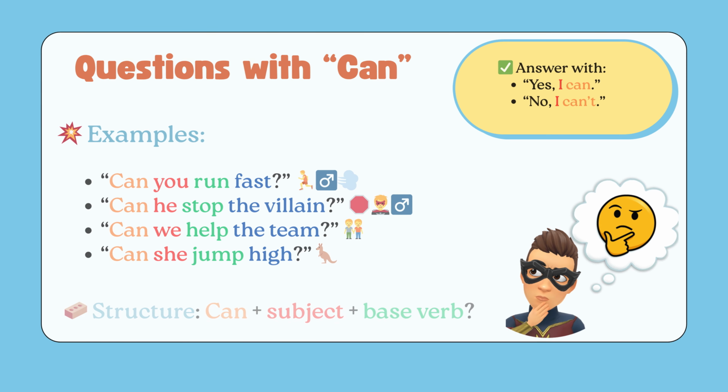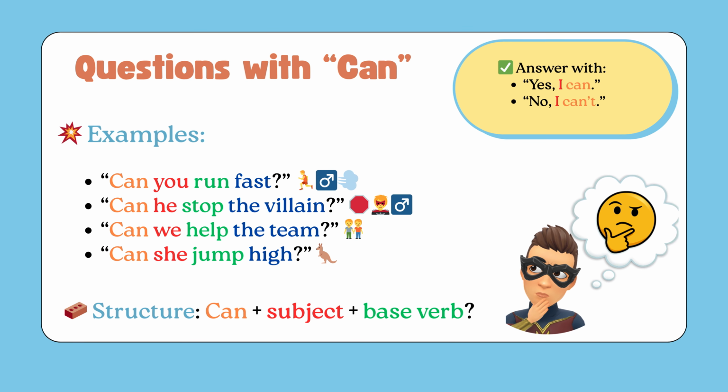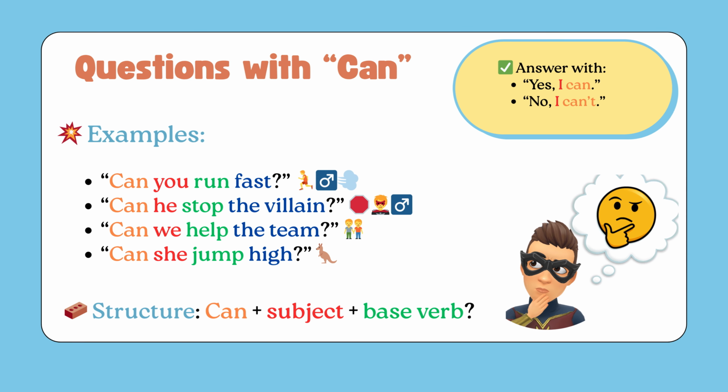Let's explore how to ask questions with can. The structure is simple. Can plus subject plus base verb. Like, can you run fast? Or, can he stop the villain? To answer, just say, yes, I can, or no, I can't. It's a clear and easy way to talk about abilities. Now think, what questions can you ask your friends using can? Let's get ready to practice.